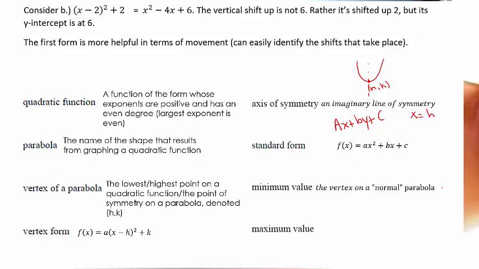Minimum would be if you had a normal looking parabola, so like that. The vertex is your minimum because it's the lowest point that's on the graph. All right, if your graph is upside down, well then your vertex is not a minimum, it's a maximum. That's all that means.